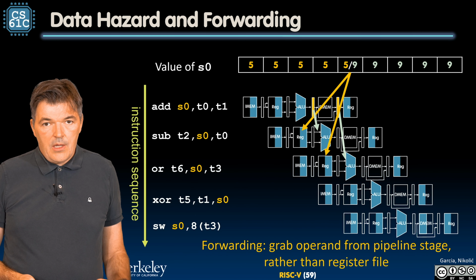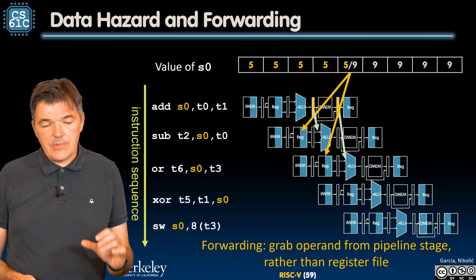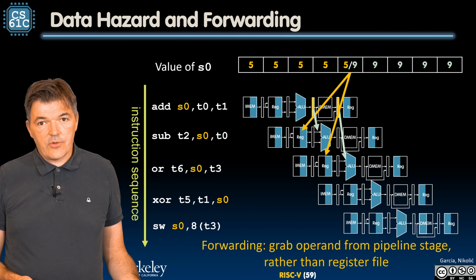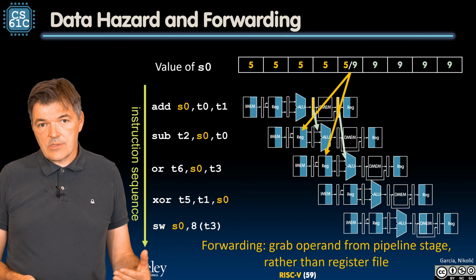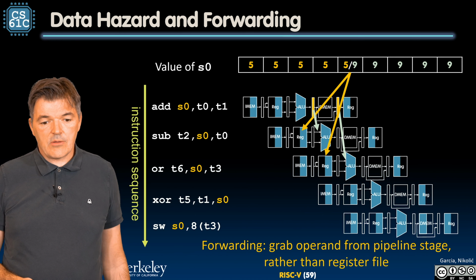Okay. So we learned how to deal with these data hazards by using hardware forwarding. Without hardware forwarding, we would have had to stall the pipeline, meaning we would have to insert NOPs and not do anything during particular cycles.